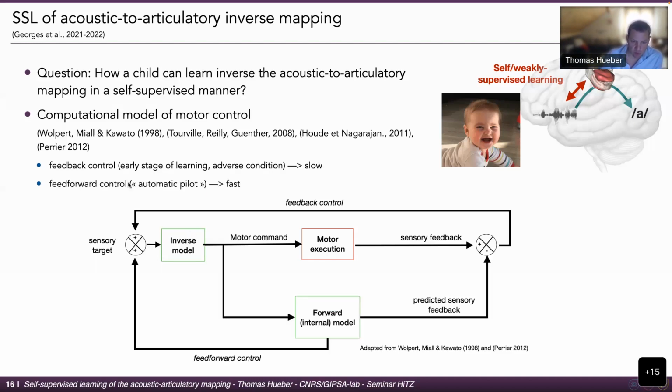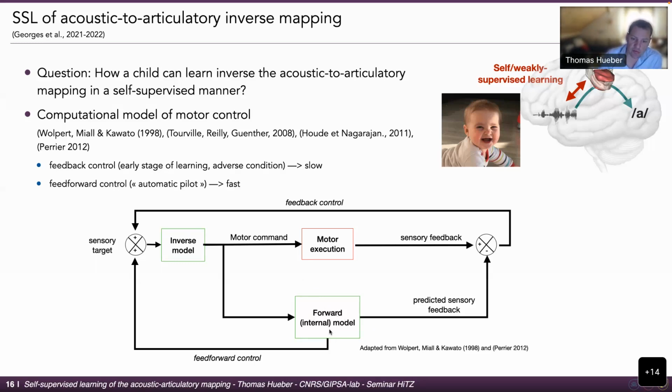So this is why in most models we have another control loop, which is called the feedforward control, that I see as an automatic pilot, which is faster. So how does it work? If we start again with the sensory target, we extract some kind of motor command that will be sent to the vocal tract to produce a speech sound, but it is also sent to what we call the forward model. The goal of the forward model is to internalize, to approximate internally, a model of the voice production system, but in the brain, so that this forward model can predict the sensory feedback without executing the motor command.